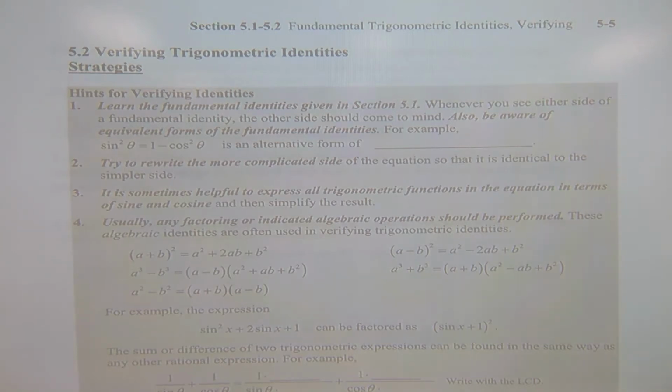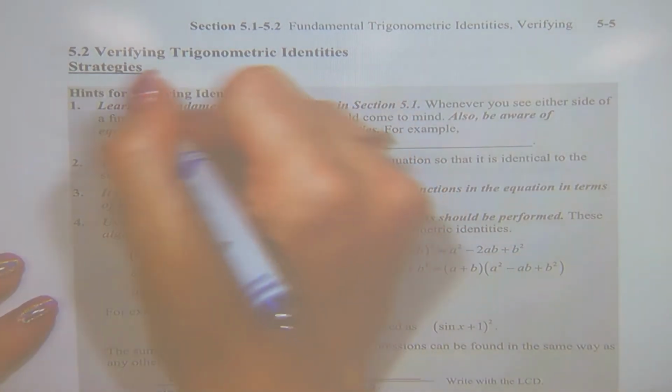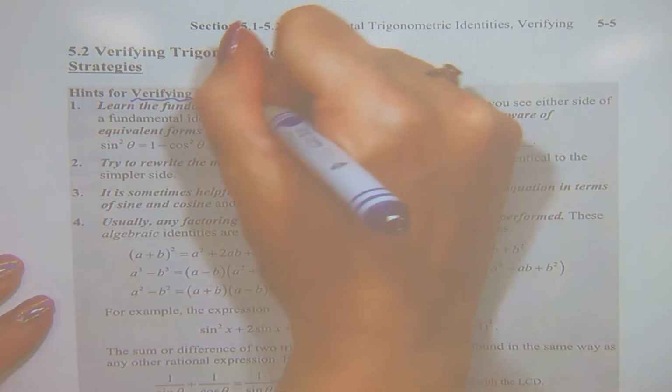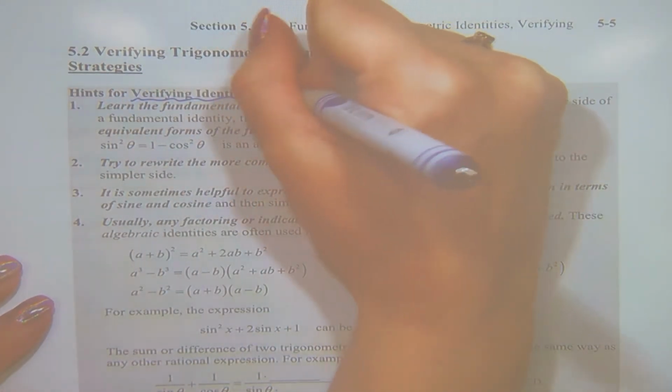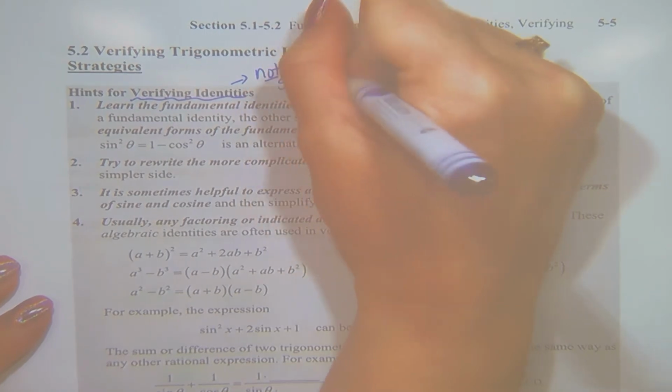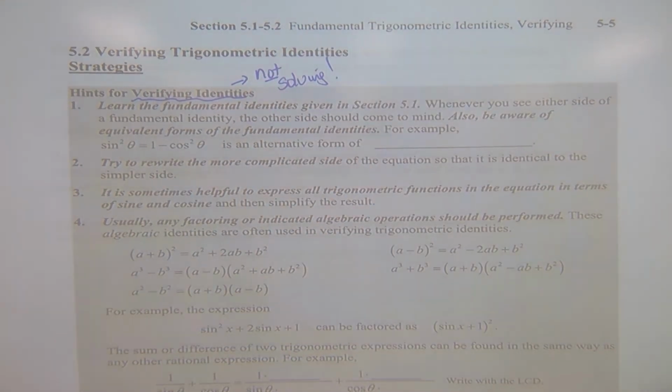Verifying identities. Now, 5-2, we're going to start out with a big long list of strategies. These are things to keep in mind when we are verifying identities. And again, verifying identities is not solving. We aren't solving anything. We're not moving back and forth and finding a solution. We are saying this is how this identity works. This is how you can get the right side from the left side.